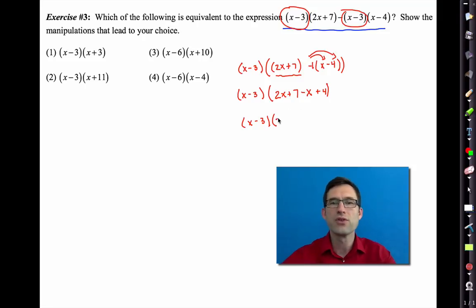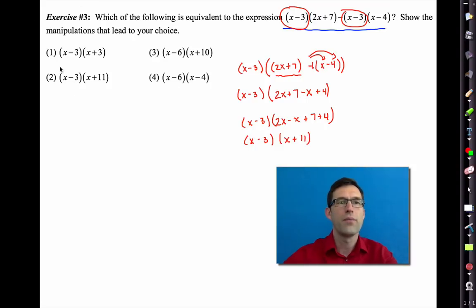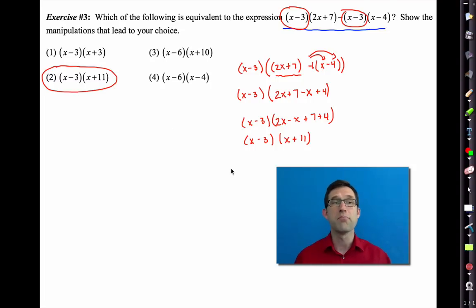Now, doing a little bit of rearranging, we can say that that's 2x minus x plus 7 plus 4, and that'll be x minus 3 times x plus 11. Oh, there it is. All right. Again, we can test the equivalency by picking a good value of x and seeing if it works out correctly. Watch out. I can't emphasize enough how tricky subtraction is going to be. We'll see that again and again. So we'll get some practice on it. Okay? So, pause the video now if you need to.